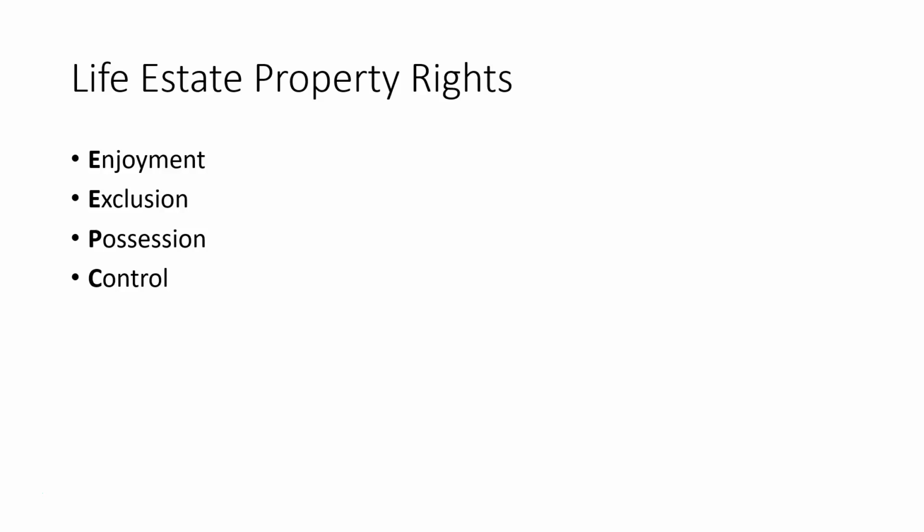And what we have here is the life estate property rights. Enjoyment, exclusion, possession and control. You notice we're missing the D, which is disposition, because the life estate owner does not have the right to sell it or dispose of it.